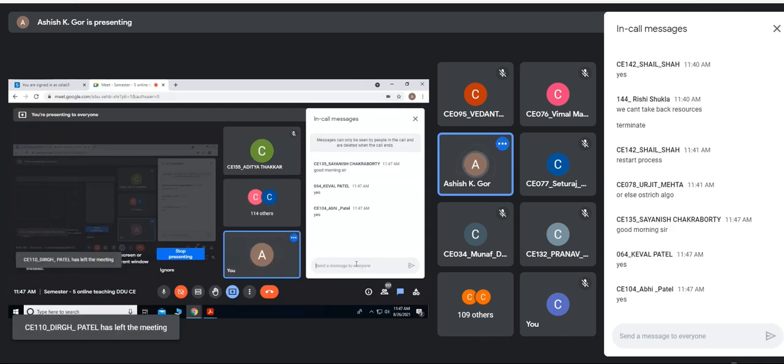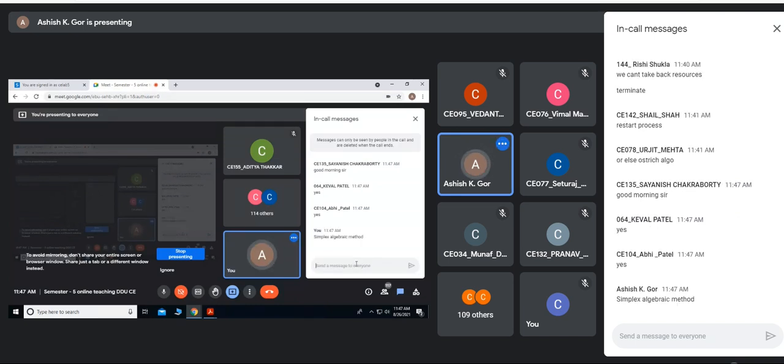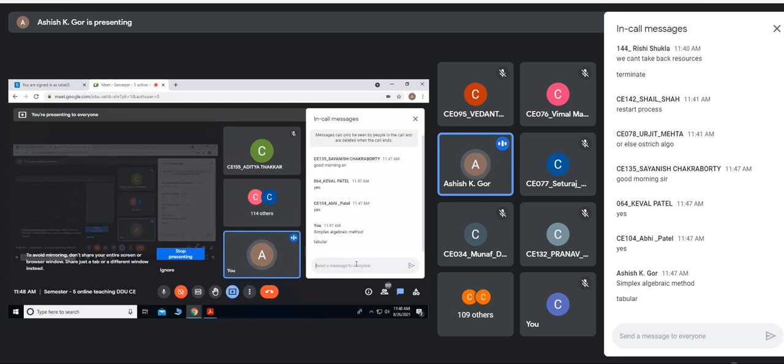Yes. Okay. So yesterday we have seen the simplex algebraic method. The same method, how to solve it using tabular form. So that is also equivalent to the algebraic method. So the tabular method that we are going to discuss today is called the simplex tabular method. And keep one thing in mind, the simplex algorithm is a table-based algorithm.